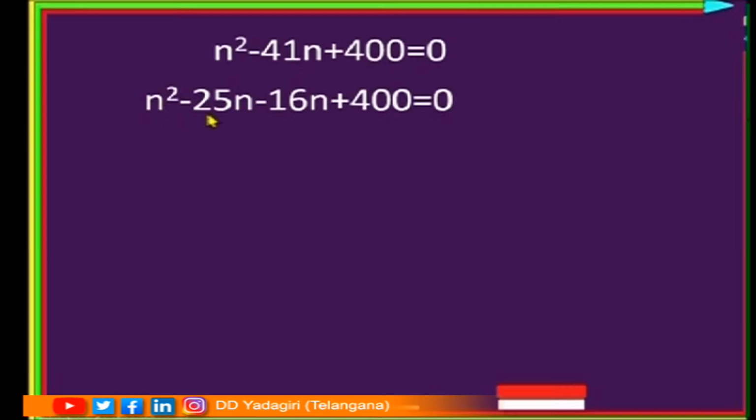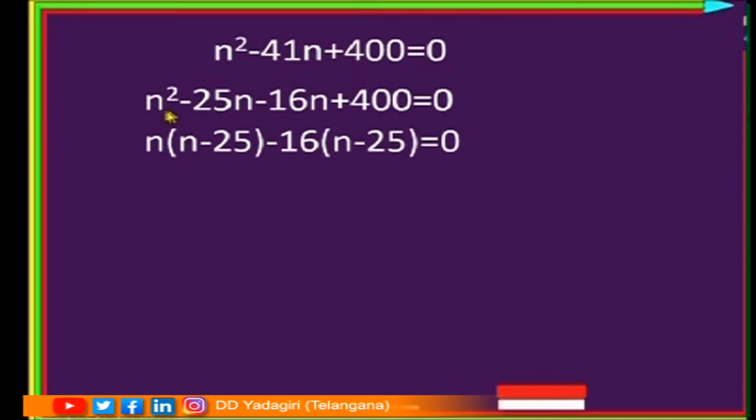Now what is common in the first two terms? n is common. After taking n as common, we will get n here and minus 25 in the second term. In the latter two terms, minus 16n plus 400, minus 16 is common. Then what is remaining? Here n is remaining, and dividing 400 by minus 16, we will get minus 25. So minus 16 into minus 25 is 400. These terms should be the same after factorization.